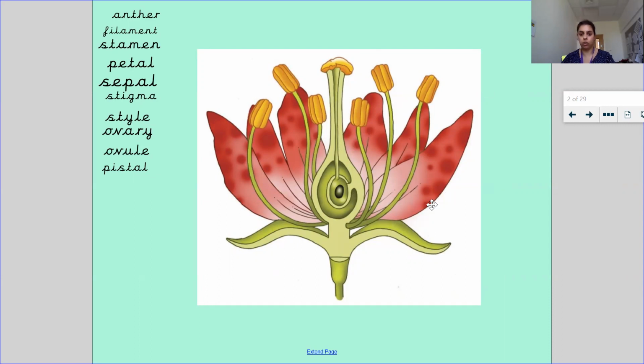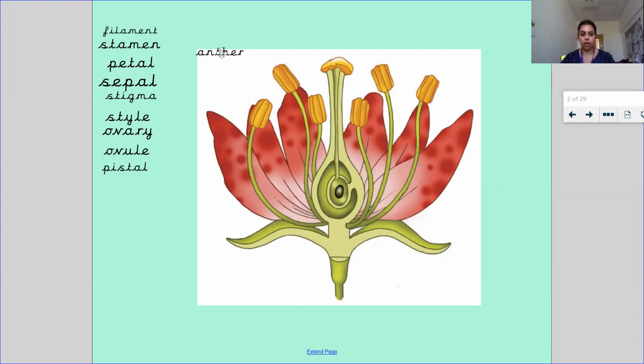Now, I know that all flowers look different. Some of them, these sections here, are easier to see than others. But we're going to look at this example in today's session so you can see the vocabulary in this. So I'm going to go through what each of the words are.